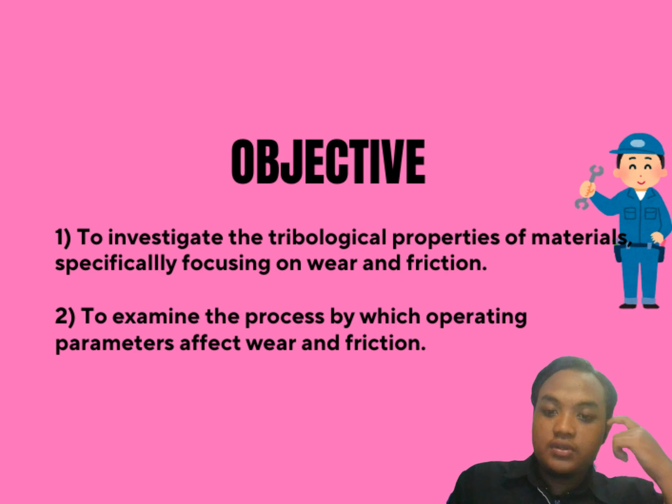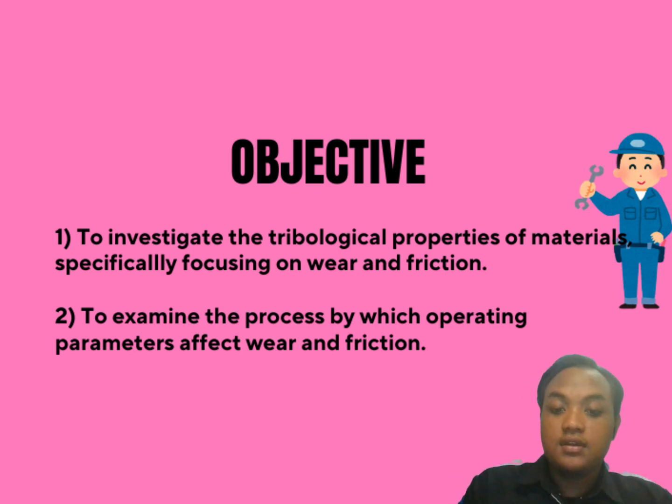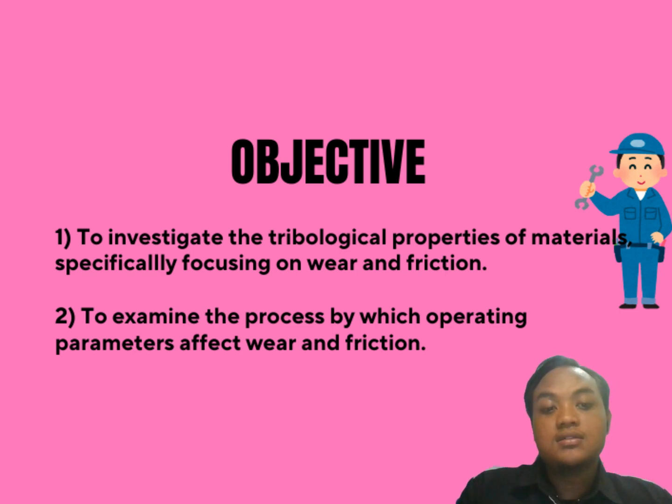For the third one, comparing material performance. Compare the wear and friction properties of different materials or surface treatments to identify the most suitable material for specific applications. Next, studying lubrication effects. Assess the impact of lubricants on reducing wear and friction. This can help in optimizing lubrication strategies for various mechanical systems.